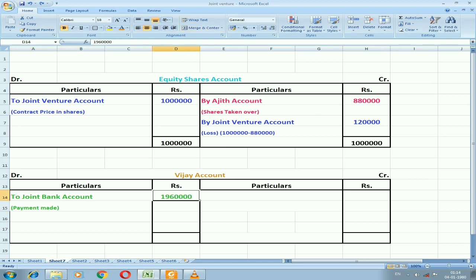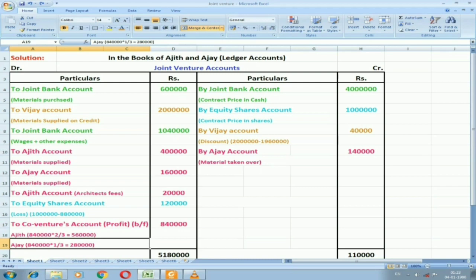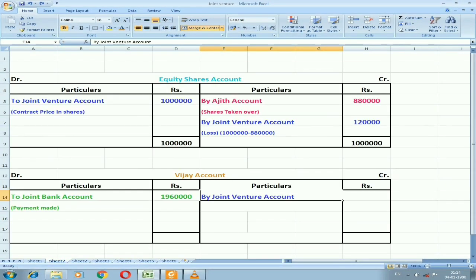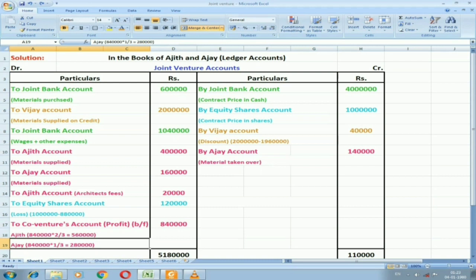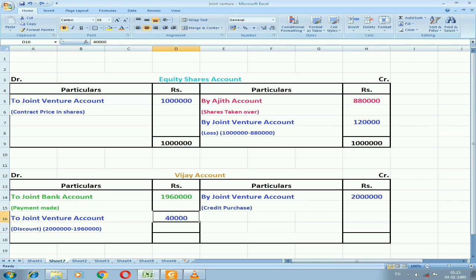So apart from this, if we are having any information which is related to joint venture account as well as equity shares, we need to transfer to Vijay account. So in the joint venture account, we have on the debit side Vijay account, that is material supplied on credit. So let us enter that on the credit side, because in joint venture we had on the debit side, with the amount of 20 lakh on credit side. We have one more account in the name of Vijay on the credit side, Vijay account, that is discount received. So that is on credit side, we are supposed to record on the debit side to joint venture account, discount 40,000. So let us do the total, will be 20 lakh only on both the sides.